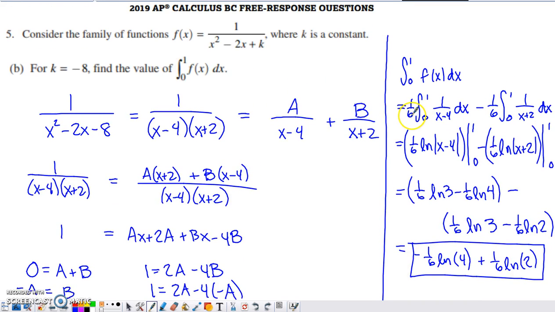So a was 1/6, so I just factored that out in front of the integral, and I had 1 over x minus 4 inside the integral from 0 to 1 as the first portion of my integral of f of x. I did break it up into two separate integrals. When I have these two separate fractions, my personal preference is just to do it as two separate integrals and put the results back together at the end.